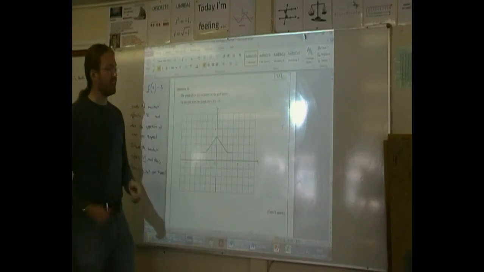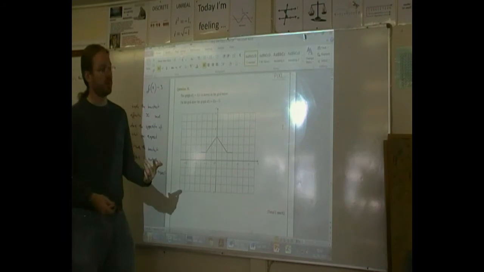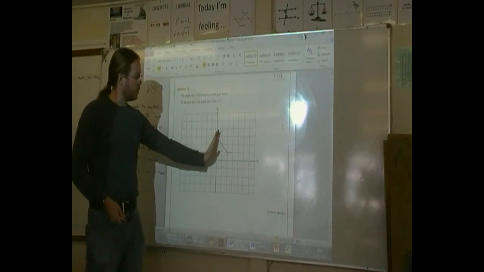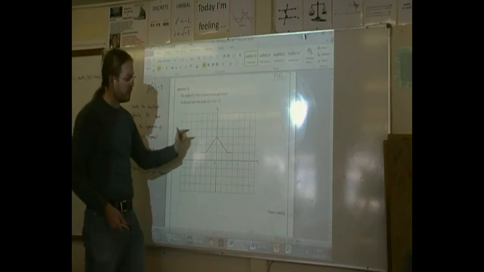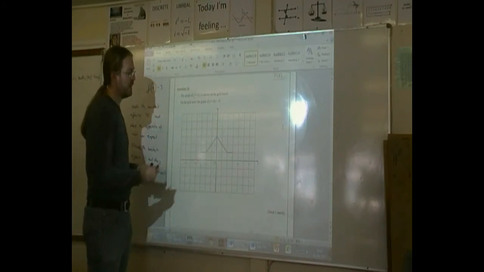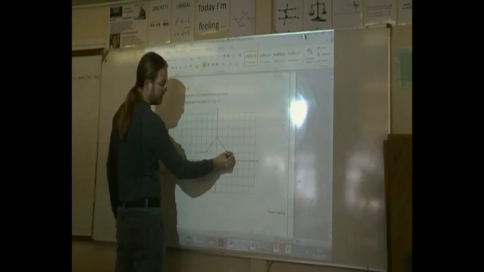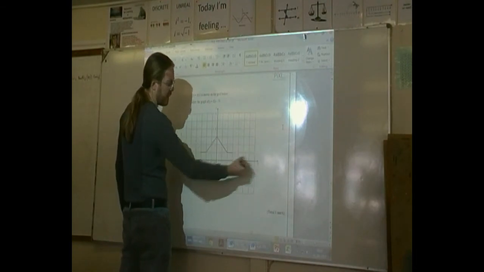Inside the bracket affects x, and it does the opposite of what you expect. So instead of taking away 3 and moving in this direction, we're actually going to add 3 and move in that direction. So each point, if I look at that point there, it's going to move 3 spaces over.